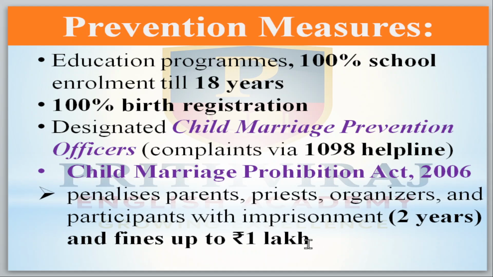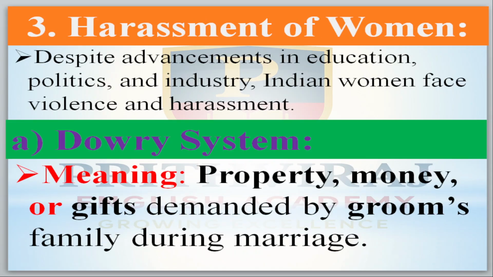If it is proved that it is child marriage, then parents also are going to be punished. Maybe both, a fine and jail also. Okay, next is harassment of women.